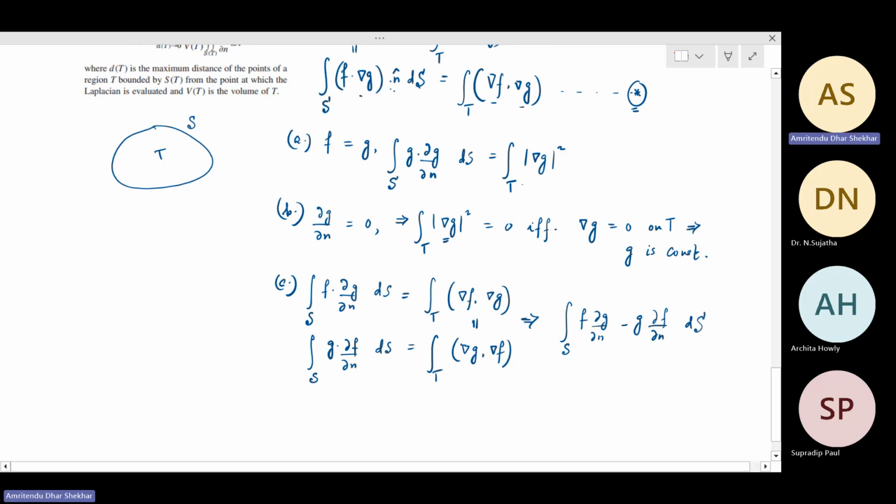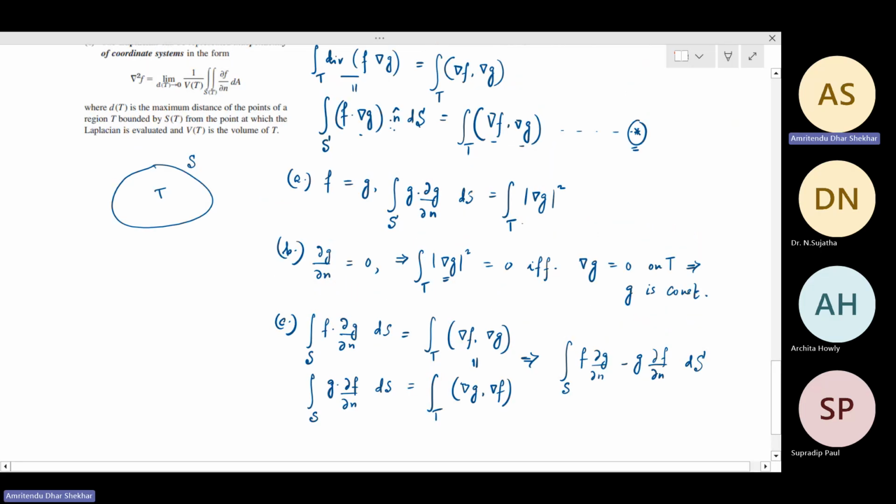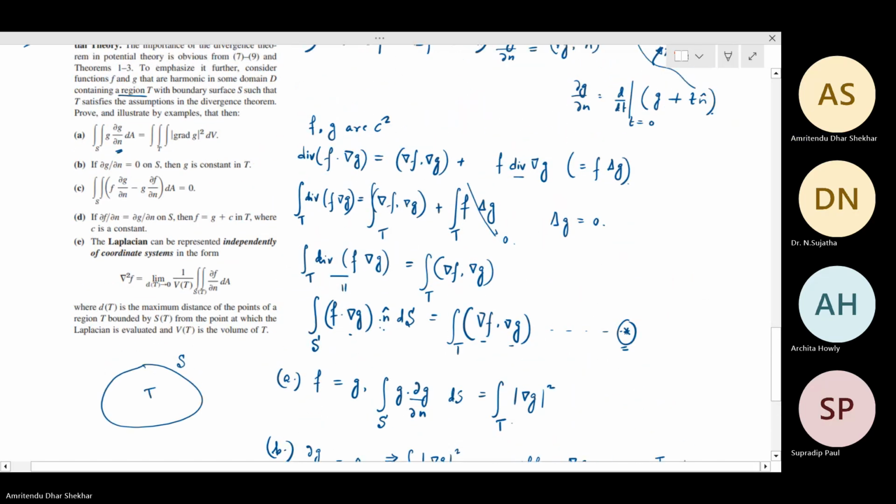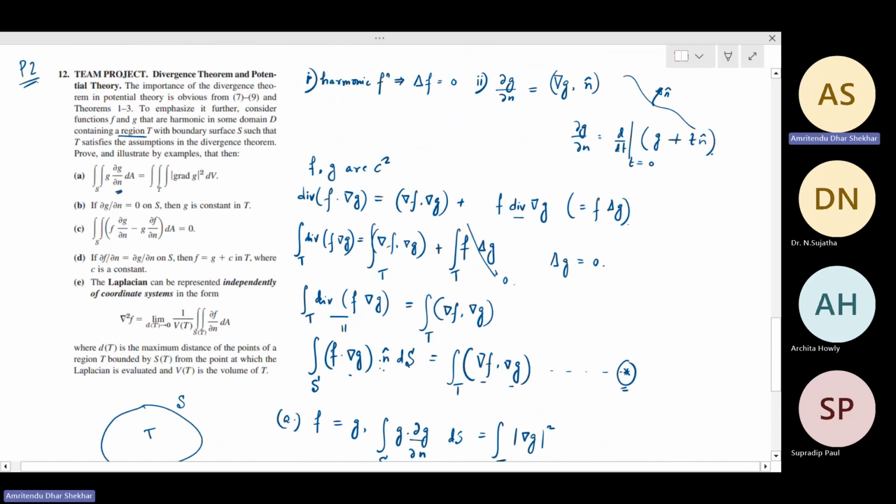Of course, all these identities hold true only if f and g are harmonic. If f and g are not harmonic, you will see some additional terms.